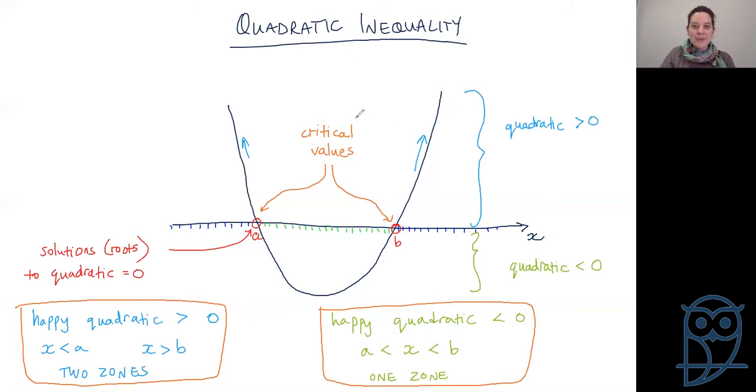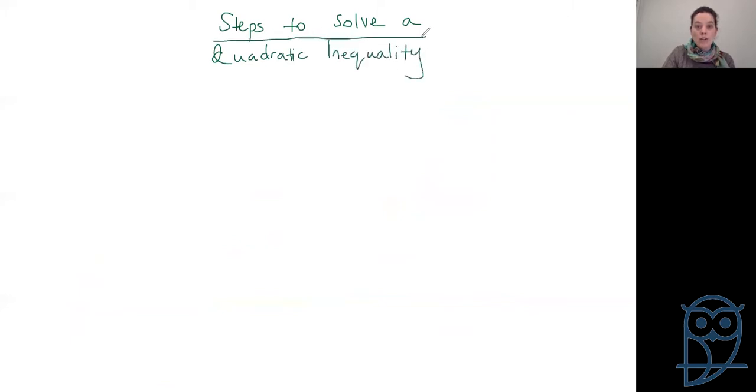So now we're ready for those steps. Steps to solve a quadratic inequality. These are steps that you are going to become very familiar with, because every time you see a quadratic, so every time you see x squared and an inequality in the same statement, you are going to follow these steps. This is how you do a quadratic inequality.